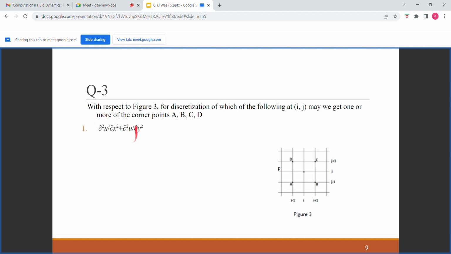The options are: option 1, del squared u by del x squared plus del squared u by del y squared; option 2, del squared u by del y squared; in option 3, it is del squared u by del x del y; and in option 4, it is del squared u by del x squared minus del squared u by del y squared.